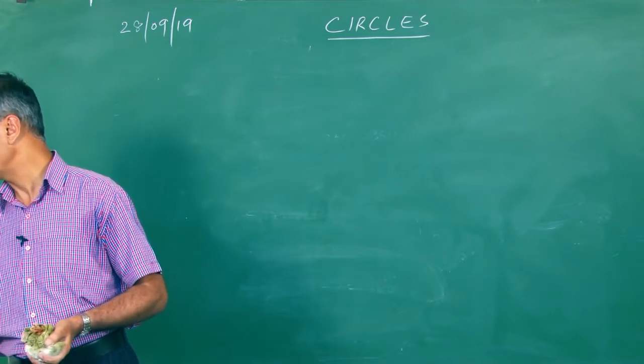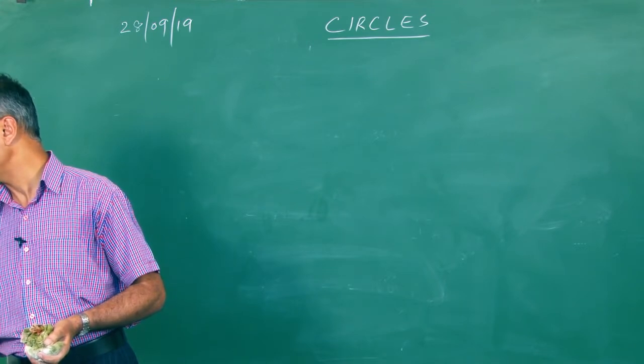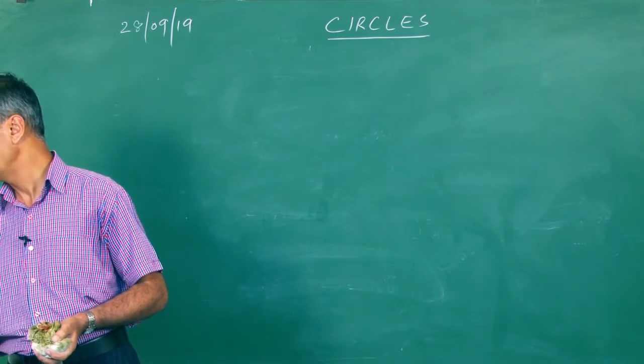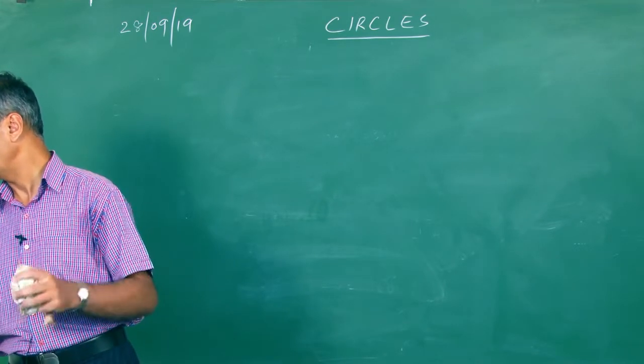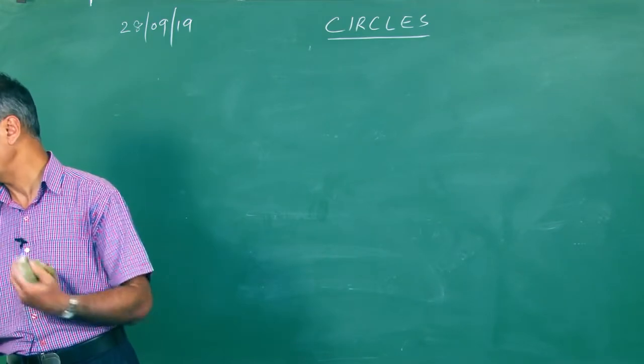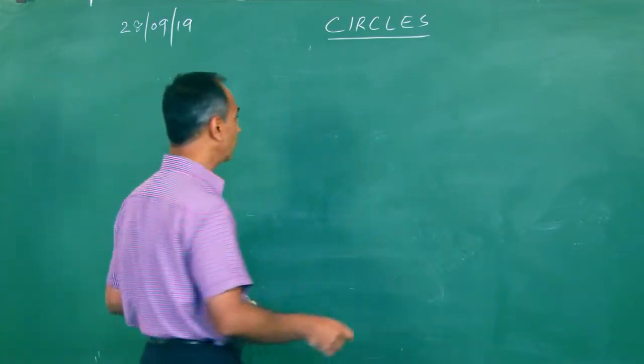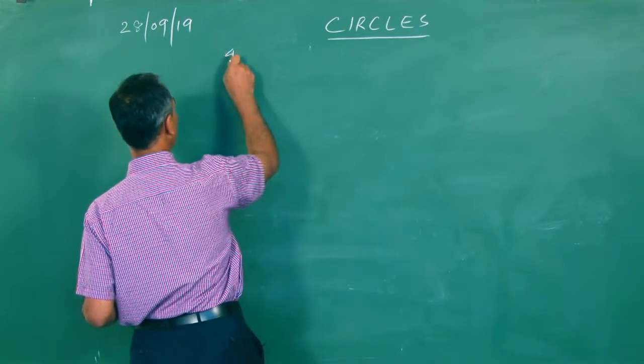ABCD is a quadrilateral that circumscribes a circle. You have to prove that the sum of its opposite sides is equal to the sum of the other two opposite sides. So this will be our question number 4.